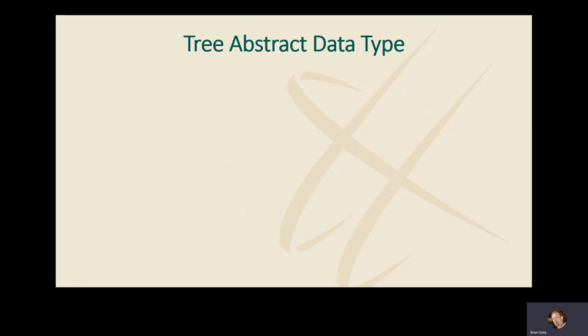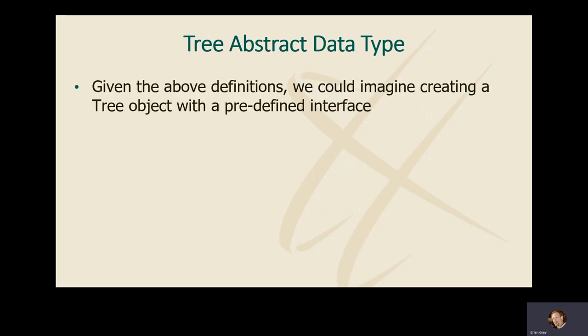The tree abstract data type. Okay, we can imagine creating a tree object with a predefined interface if we wanted to, right? We could say, okay, well, we're going to need to create a tree. What are some of the methods that we could imagine creating for this tree abstract data type?